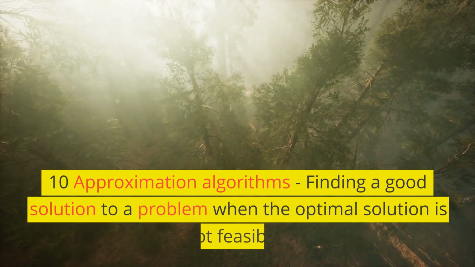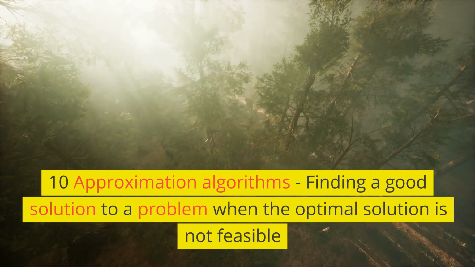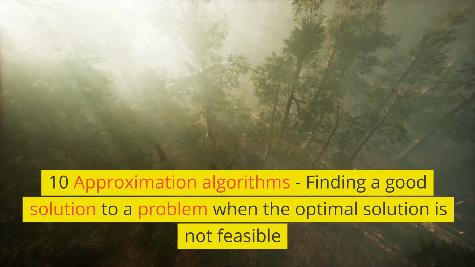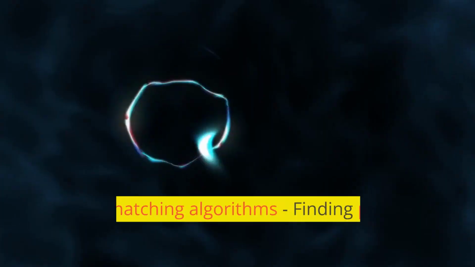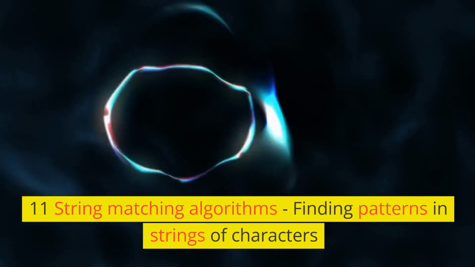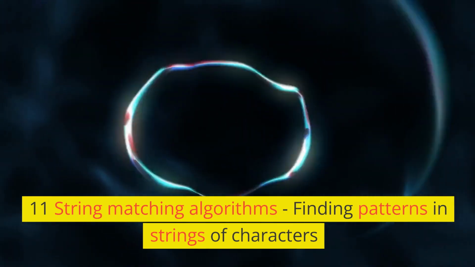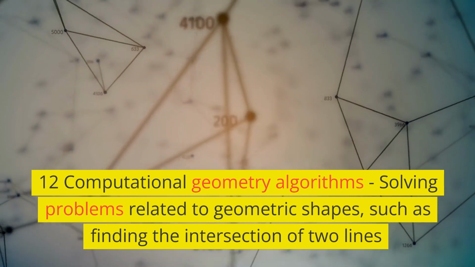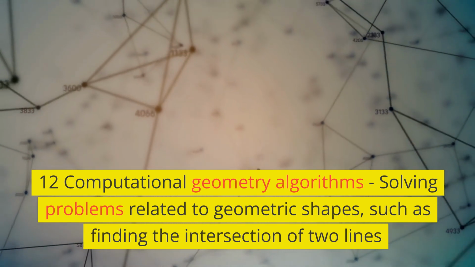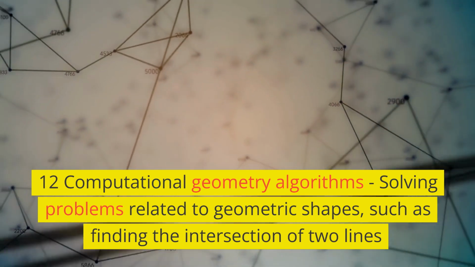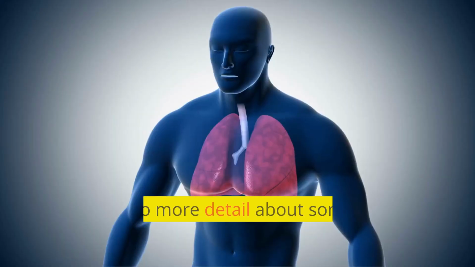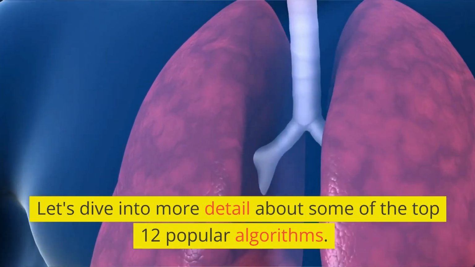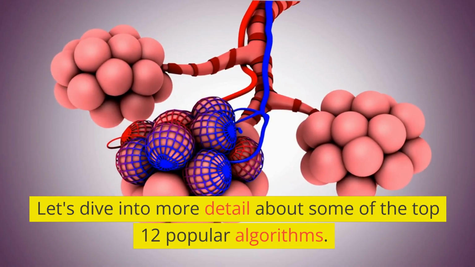10. Approximation algorithms. Finding a good solution to a problem when the optimal solution is not feasible. 11. String matching algorithms. Finding patterns in strings of characters. 12. Computational geometry algorithms. Solving problems related to geometric shapes, such as finding the intersection of two lines. Let's dive into more detail about some of the top 12 popular algorithms.